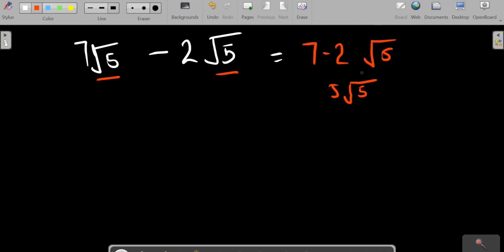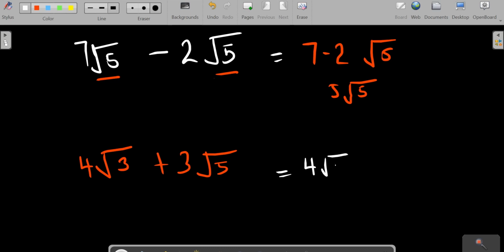Now, let's assume that you are dealing with unlike surds, that are not similar to each other. Let's say you have something like this: 4 root 3 plus 3 root 5. Your answer is still 4 root 3 plus 3 root 5. Why? Because the surds are not similar. They are not like. You can see root 3, you can see root 5. So you cannot do anything to 4 root 3 plus 3 root 5. But it's deeper than that.